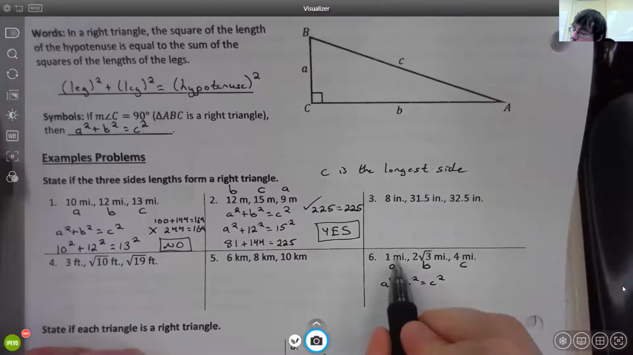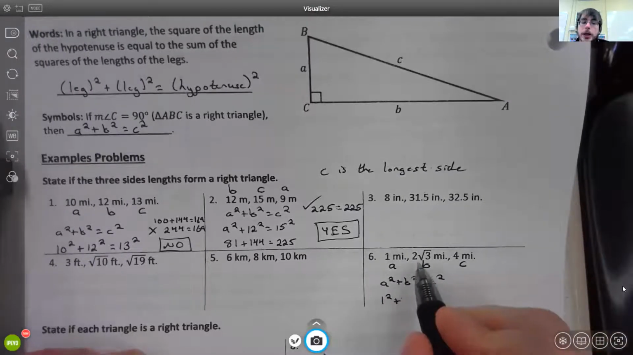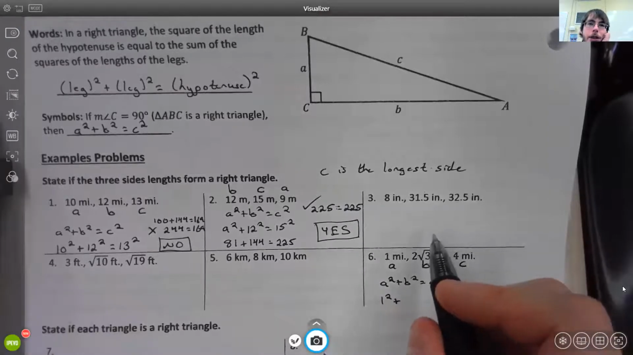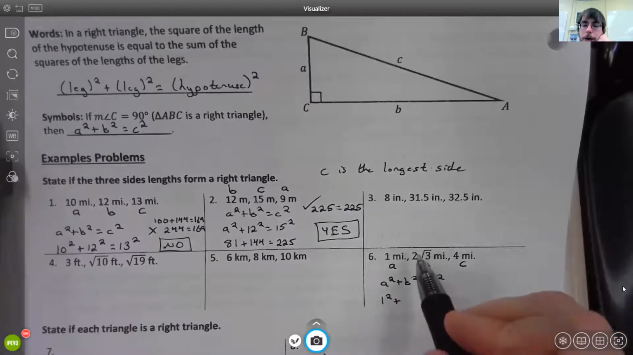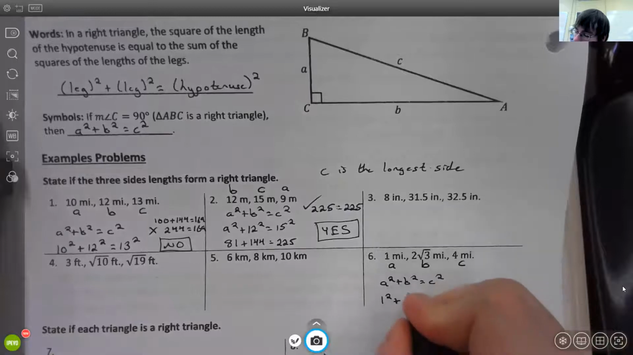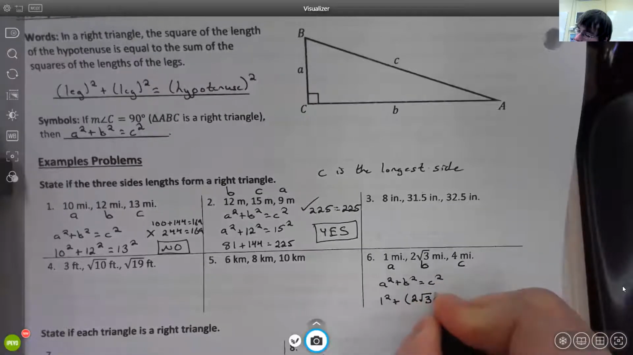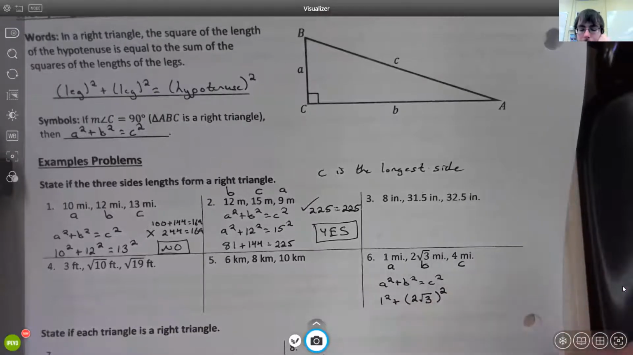So we have a squared, well a is 1, so we have 1 squared plus. Now here's where it's important. You remember in algebra when your teacher would always get on to you about, did you remember your parentheses, right? Well, this is going to be important to have your parentheses here just to make it as clean as possible. So since this is a radical, I'm going to put a parentheses and put 2 root 3 in parentheses and then a squared outside.